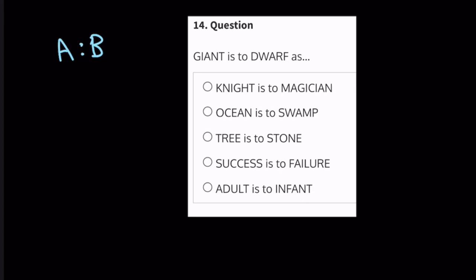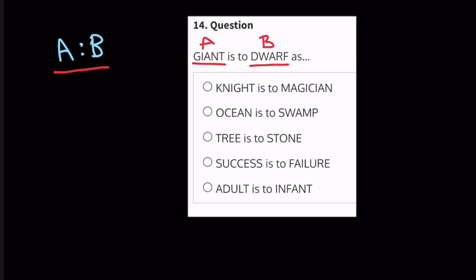Giant is to dwarf as. So this is an analogy question, and in this type of question, our setup is always going to be A is to B in both our answer choices and in our question stem. So here we see that giant is going to be our A and dwarf is going to be our B.